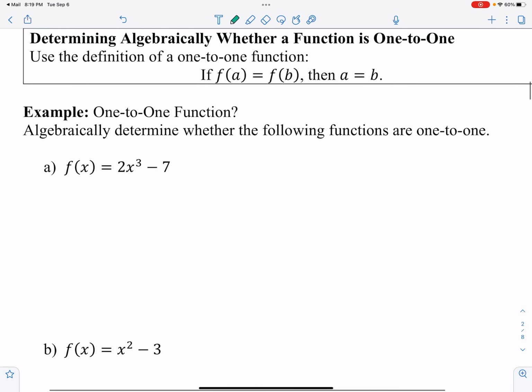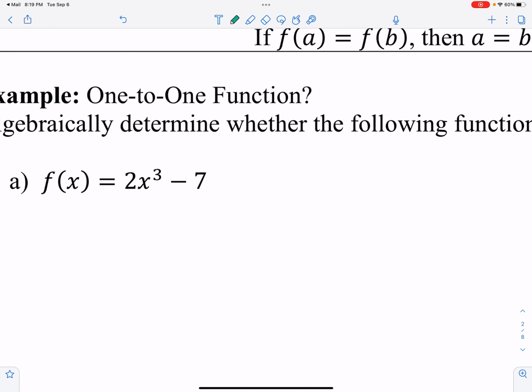So let's talk about determining algebraically if a function is one-to-one or not. It just uses the definition of a one-to-one function. Basically it says that if f of a is equal to f of b, so if you have two y values equal to each other, the x values that they correspond to must also be equal to each other. And you should be able to uncover that algebraically if the function is in fact one-to-one.